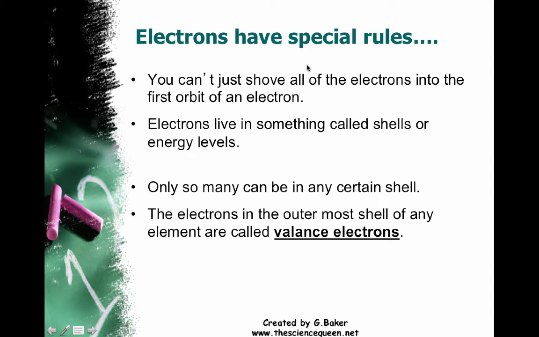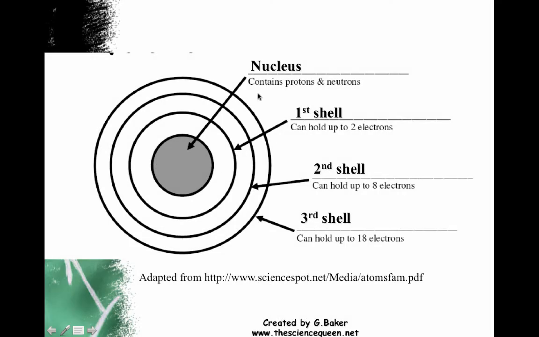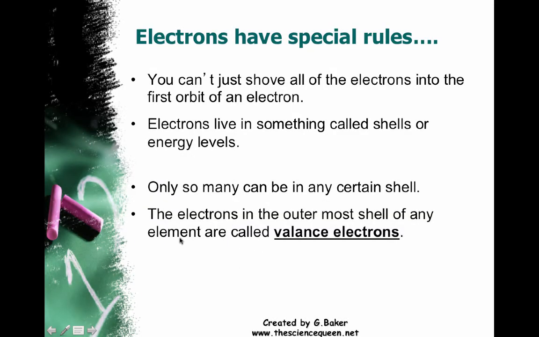So as we were talking about before, we can't just put all of the electrons into one energy level. And then this outermost shell where our electrons are is going to be called valence electrons. So our valence electrons follow a pattern on the periodic table, which you guys are going to discover next class. But valence electrons means the electrons in the outermost energy shell.